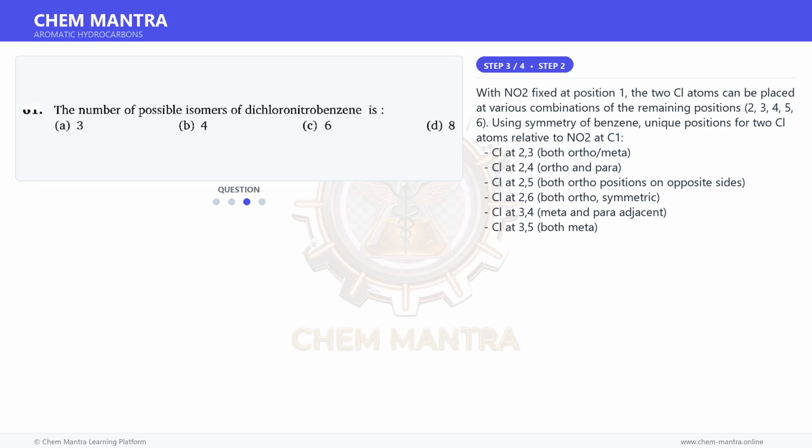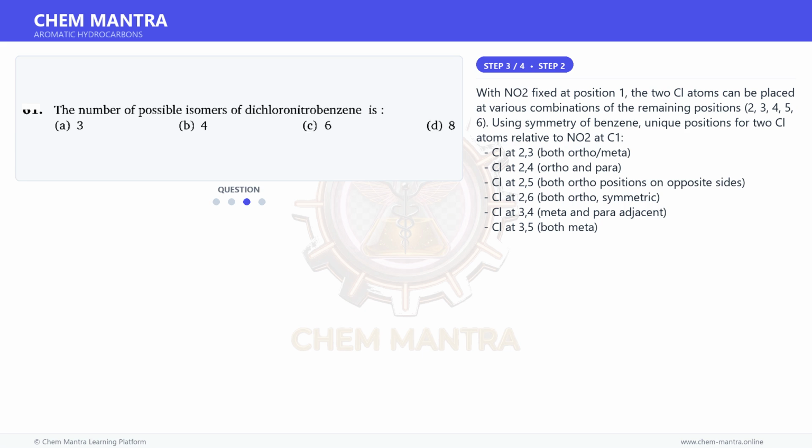With NO2 fixed at position 1, the 2 Cl atoms can be placed at various combinations of the remaining positions 2, 3, 4, 5, 6. Using symmetry of benzene, unique positions for 2 Cl atoms relative to NO2 at C1. Cl at 2,3, ortho and meta. Cl at 2,4, ortho and para.